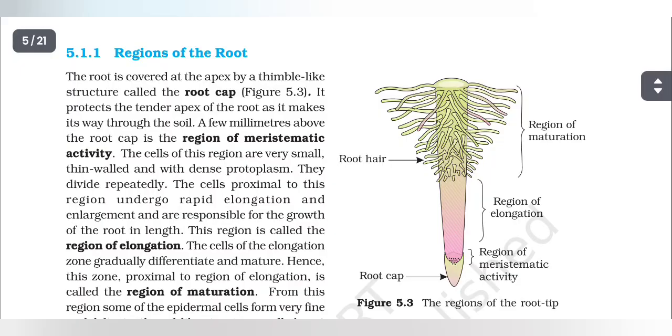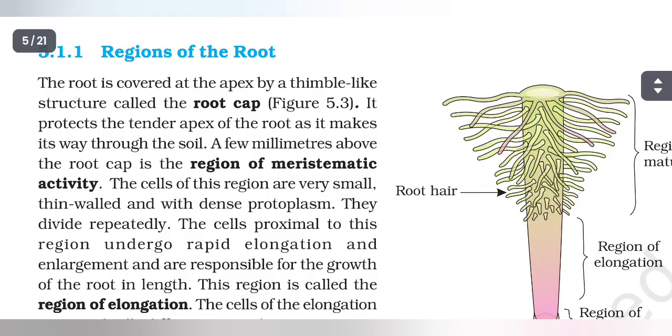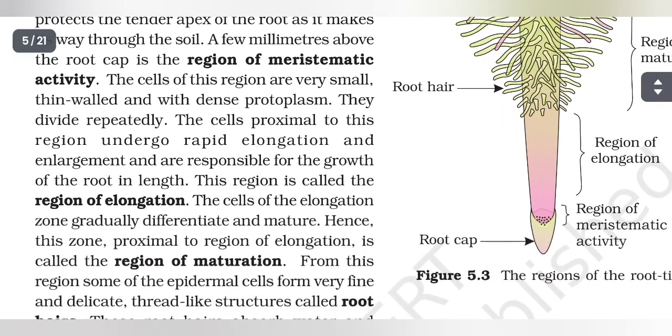Regions of the root. The root is covered at the apex by a thimble-like structure called the root cap. Figure 5.3. It protects the tender apex of the root as it makes its way through the soil. A few millimeters above the root cap is the region of meristematic activity. The cells of this region are very small, thin-walled and with dense protoplasm. They divide repeatedly. The cells proximal to this region undergo rapid elongation and enlargement and are responsible for the growth of the root in length.